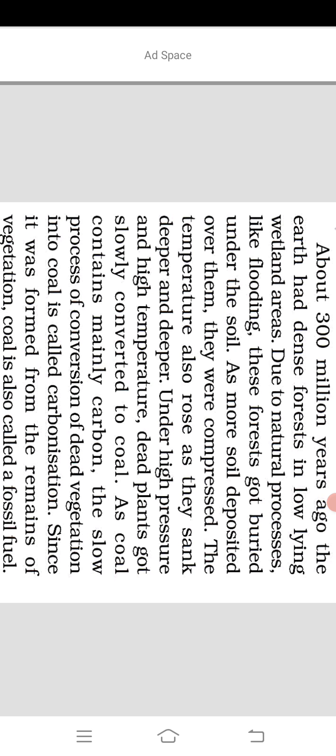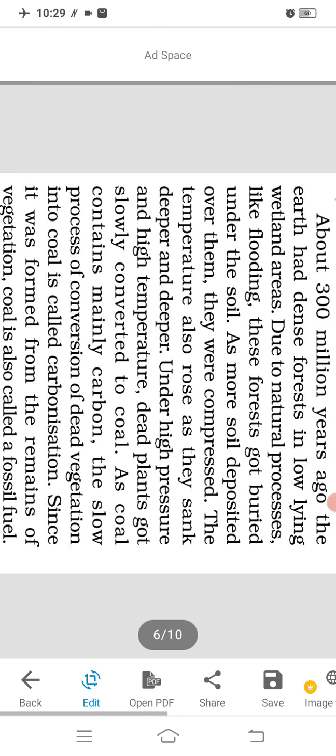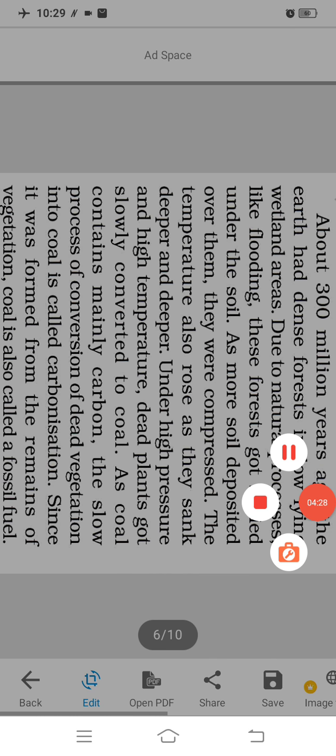As coal contains mainly carbon, the slow process of conversion of dead vegetation into coal is called carbonization. Since it was formed from the remains of vegetation, coal is also called as fossil fuel. Okay.